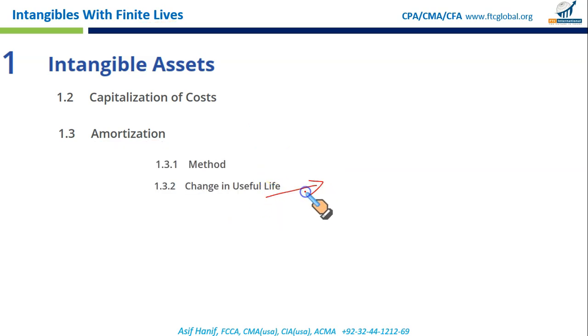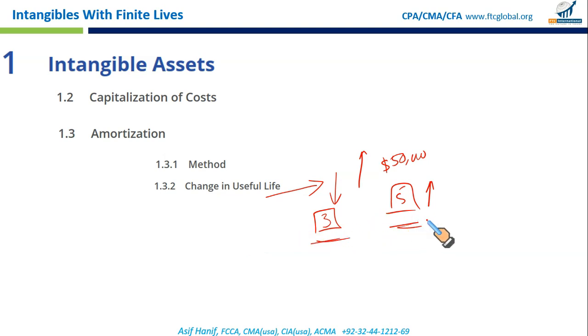Now if the life of the asset is either reduced or extended, let's say we have an asset with a remaining book value of $50,000, right? Now its life extends by another 5 years. So what we do, the remaining book value is now amortized over the new remaining life, whatever it might be. It's possible that the life has reduced to 3 years or it has gone up by 5 years. So whatever the remaining useful life is, the book value is to be allocated over the new remaining life of the intangible.